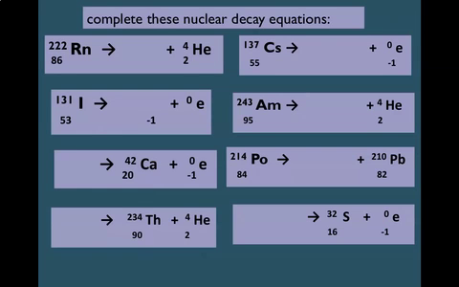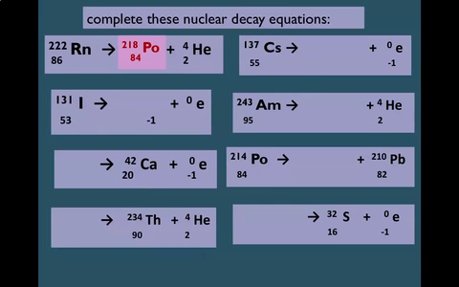So we're going to do some practice. On the top left here, we have radon undergoing alpha decay. So I'm going to look at the top number, and I should get 218. I'm looking at what plus 4 makes 222. That's 218. And what plus 2 makes 86? That would be 84. And number 84 is Po.